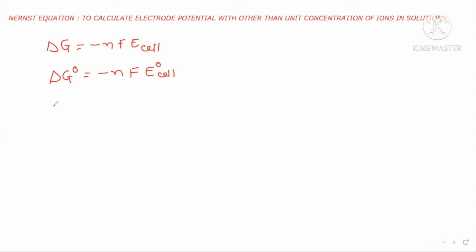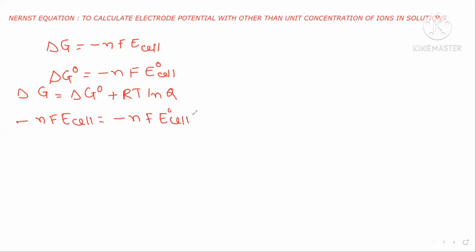According to the thermodynamic equation, the relation between delta G and delta G naught is delta G is equal to delta G naught plus RT ln Q. Substitute the delta G and delta G naught values in this expression. Delta G is equal to minus nFE cell, and delta G naught is equal to minus nFE naught cell, plus RT ln Q.